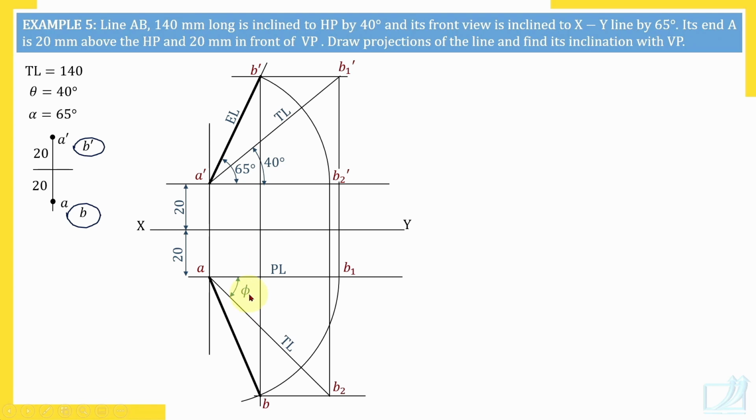Don't write a numerical value here for phi, because we have not used angle phi to construct this diagram. Remember, in your drawing only the given dimensions are to be inserted. So 20, 20, 45 degrees, 65 degrees. Check here: 20, 20, 65 degrees, 40 degrees, and the 140 millimeter true length, that we prefer writing outside the diagram. You measure this angle phi and write a numerical value outside the diagram. Don't insert that 45 degrees angle here. When you construct this diagram to scale and measure, this angle will be 45 degrees.